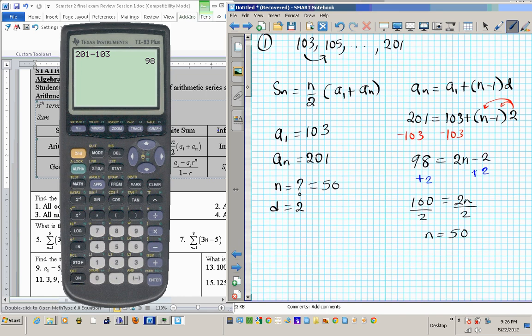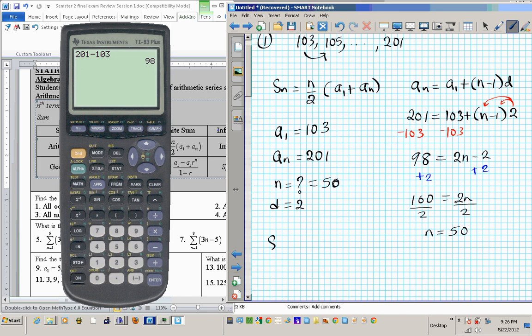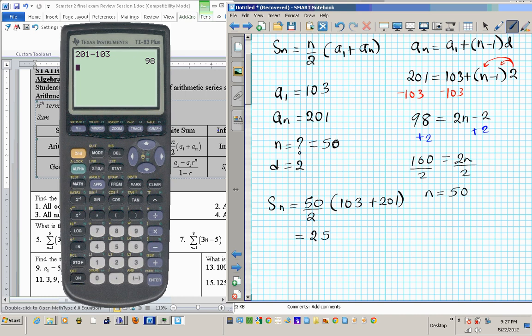Okay, so we know n is 50. So since n is 50, the sum Sn is going to be 50 over 2, which is n over 2, times a1, which is 103, plus an, which is 201. And that's going to be 25 times 103 plus 201, which is 304. So let's work that out with a calculator. 25 times 304 equals 7,600. So you're going to have 7,600 as your final answer.